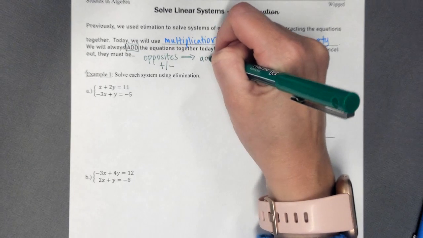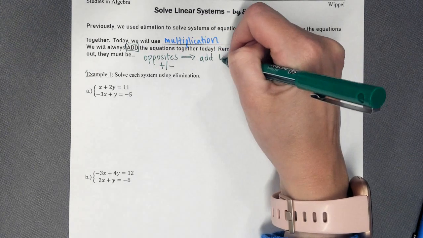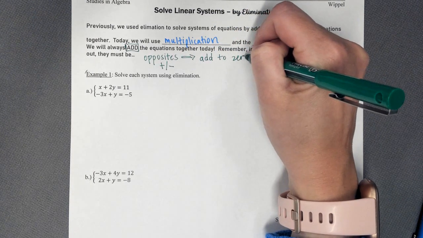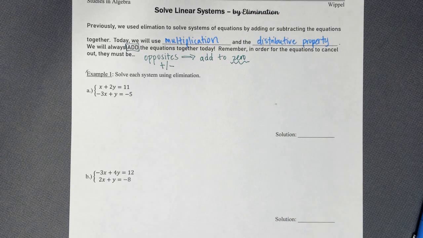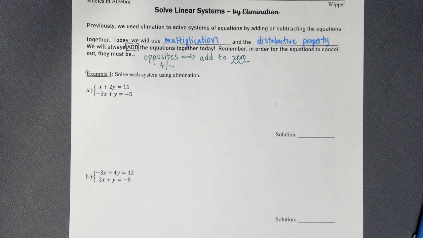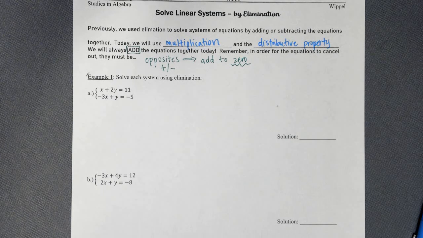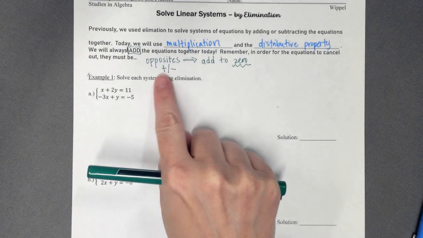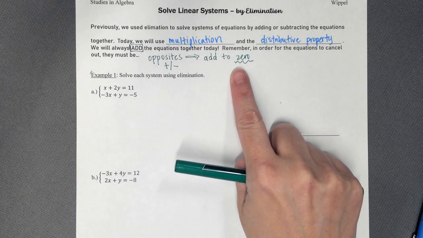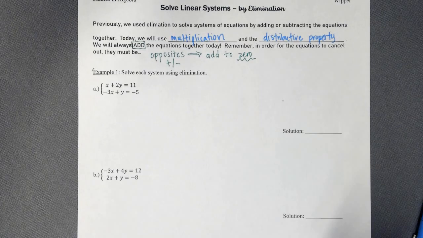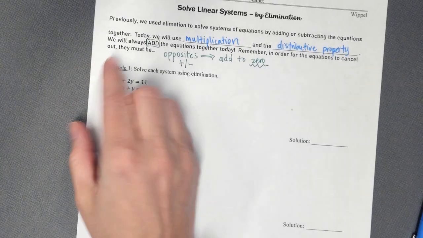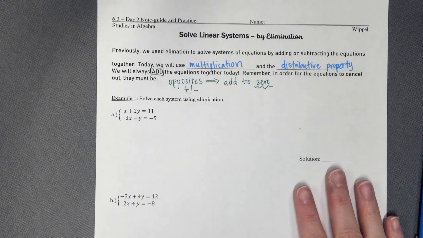Okay, and the reason why they have to be opposites is because when you add them together, what number do they make? Yes, good. They add to 0. That's why they have to be opposites, because in order for them to cancel out, we want them to add to 0. Okay, so today we're going to be adding the opposites together in order to eliminate the variable. Okay, so we are doing elimination today.